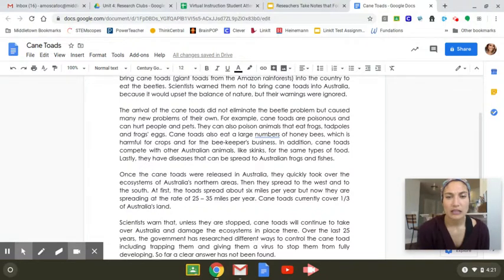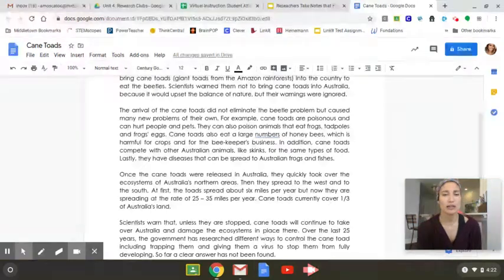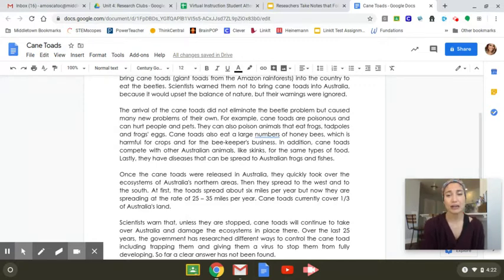They can also poison animals that eat frogs, tadpoles, and frogs' eggs. Cane toads also eat large numbers of honeybees, which is harmful for crops and the beekeeper's business. In addition, cane toads compete with other Australian animals, like skinks, for the same types of food. Lastly, they have diseases that can be spread to Australian frogs and fishes.